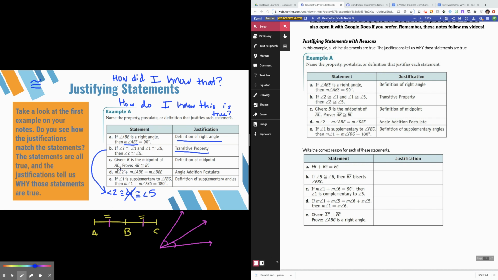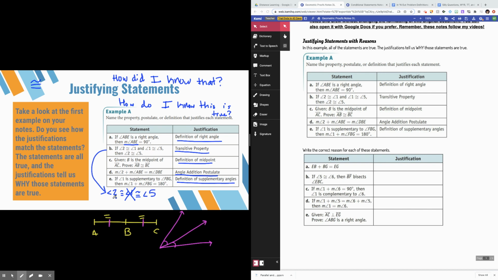Part D says angle 2 plus ABE equals DBE. I know that you don't have a picture associated with this right now, but what's happening here is we're adding two parts and setting it equal to a whole thing. So that's the angle addition postulate. And then the very last one, E, says if angle 1 is supplementary, then angle 1 plus angle FBG equals 180. So I'm using the definition of supplementary to write an equation here.